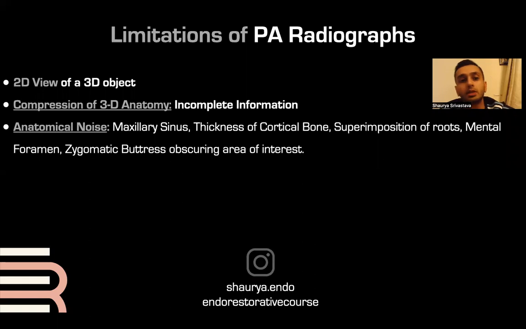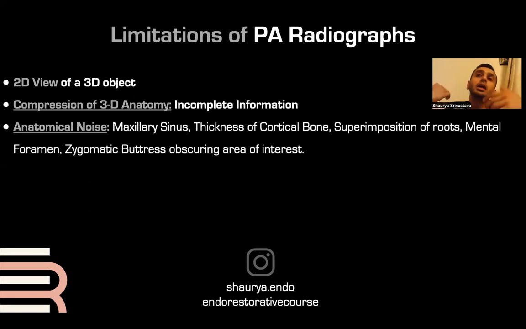So what that would mean is that if you want to take an X-ray, for example, of an upper six, and you have your maxillary sinus, maybe pneumatized or not, you can have obscuration of that area of interest, which is the tip of your root, with the superimposition by the maxillary sinus. Okay, that's just an example. So you may not be able to see a lesion because of that thickness of cortical bone as well.